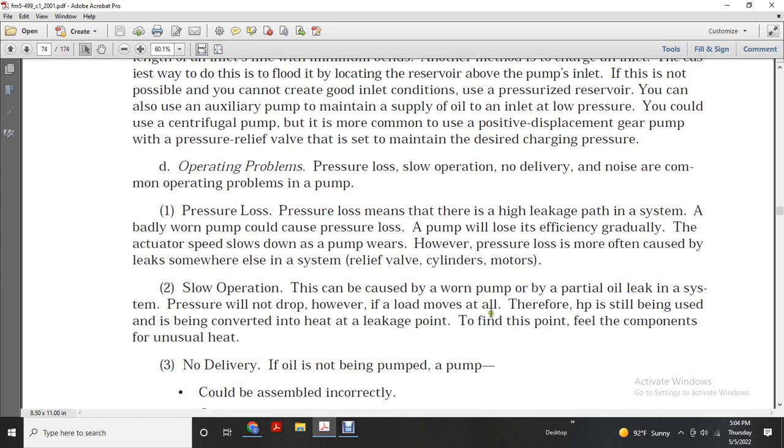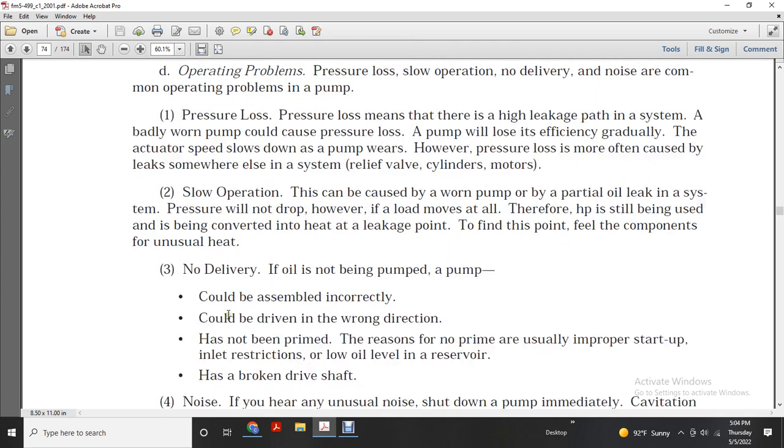Pressure will not drop, however, if the load moves at all. If the load moves at all, there will still be horsepower being used and converted into heat at a leakage point. To find this point, feel the components for unusual heat.